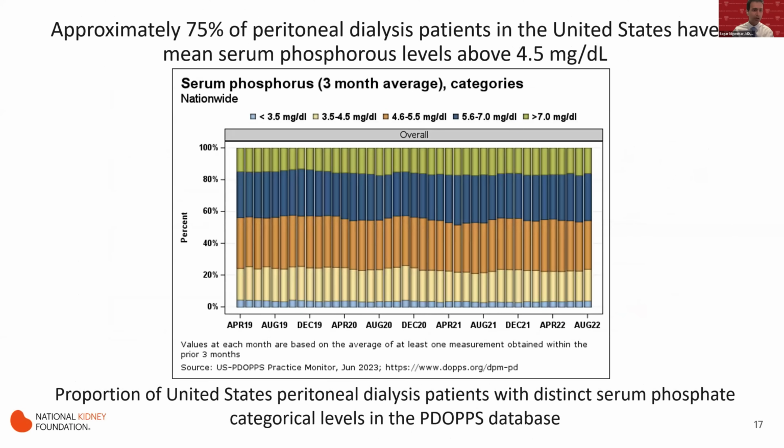This depiction is not specific to hemodialysis patients. In fact, similar data from the peritoneal dialysis population that the DOPPS has analyzed has reported that approximately 75% of peritoneal dialysis patients in the United States also have mean serum phosphorus levels above 4.5 milligrams per deciliter. Next slide, please.